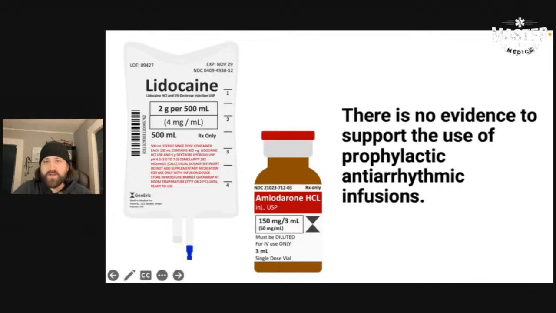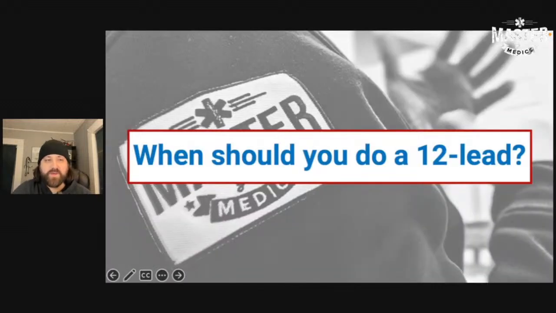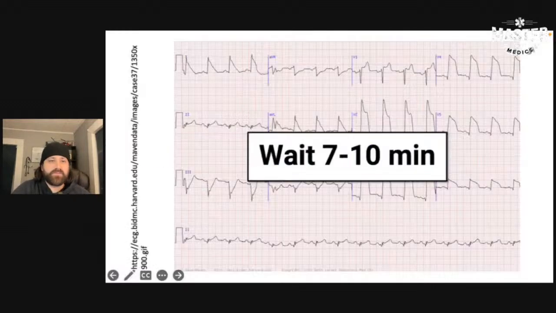So now let's talk about 12 leads, right? When should you get a 12 lead on this patient? Generally speaking, I'll wait, right? ACS, sorry, is the most common cause of sudden cardiac arrest. You should always repeat a 12 lead after ROSC. However, there's a debate as to when to do that, right? Is it immediately? Is it a few minutes later?